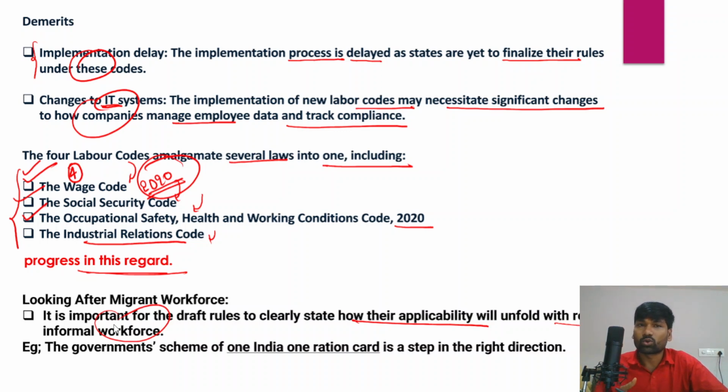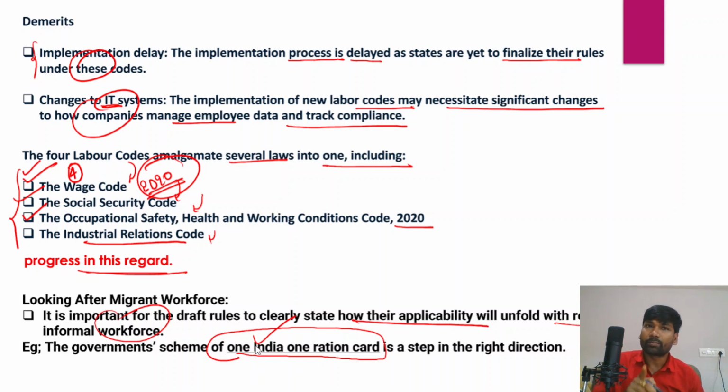So how would these labor codes be applicable to migrant workers? Consider the government scheme of One Nation, One Ration Card, where migrant workers can get the benefits of the fair price shop, the public distribution system, in any state. For example, imagine a family based out of Bihar that migrated to Punjab, Haryana or Delhi as construction workers. They can also get the food grains entitled to them from the fair price shops in that particular state. That is known as One Nation, One Ration Card. So that was a step in the right direction.